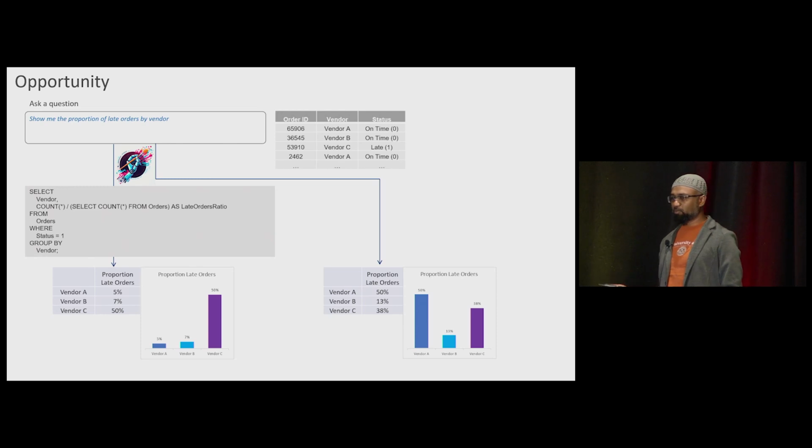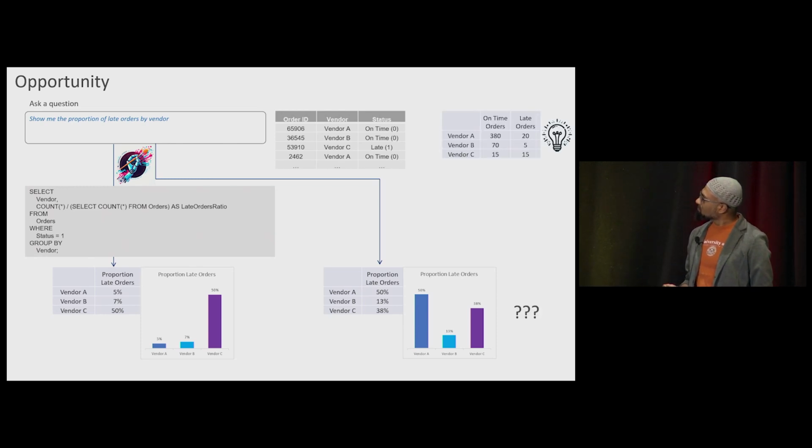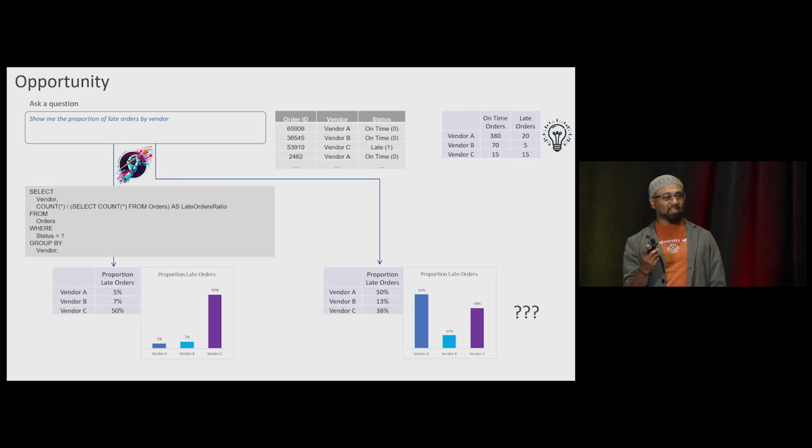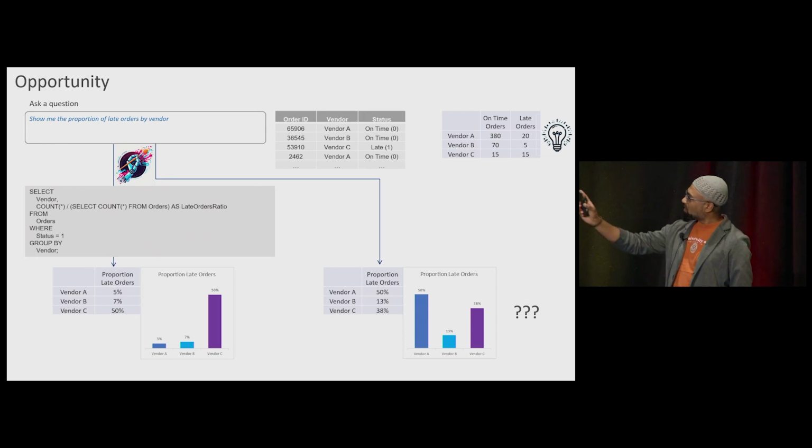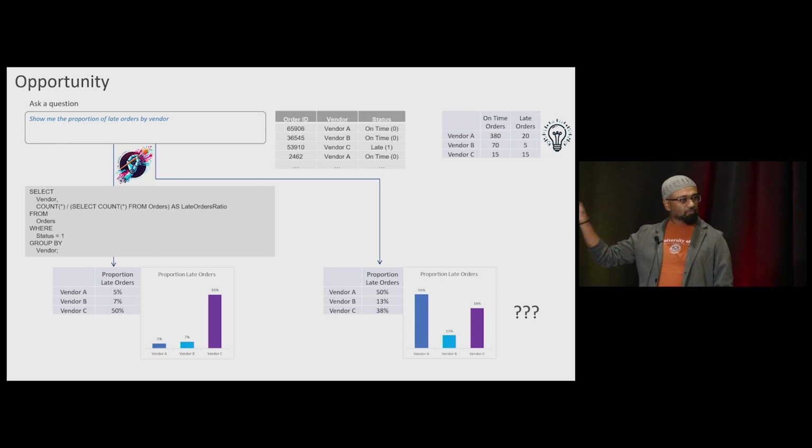It seems like it should be pretty straightforward, right? Well, let me give you a hint. This is what the aggregate data looked like. So I can see some smiles around now. You guys can kind of see what happened, right? So on the left, what it was doing was taking for vendor A the number of late orders, which was 20, divided by the total number of orders for vendor A, which was 400. Which is why you got a value of 5% on the left.